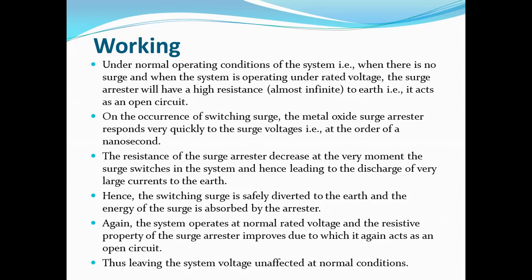And the advantages of why we are using these metal oxide surge arresters, we have seen also. Under normal working conditions, there is actually a leakage current flowing through an ordinary surge arrester, but in this surge arrester there is no leakage current. This is the advantage of these metal oxide surge arresters.